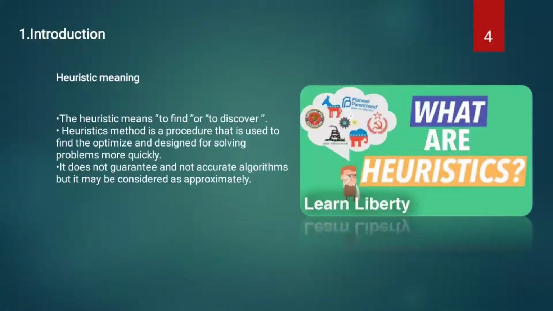First, the introduction. Heuristic means to find or to discover. A heuristic method is a procedure that is used to find an optimal or desired solution for solving problems more quickly. It does not guarantee an accurate result, but it may be considered as an approximation.